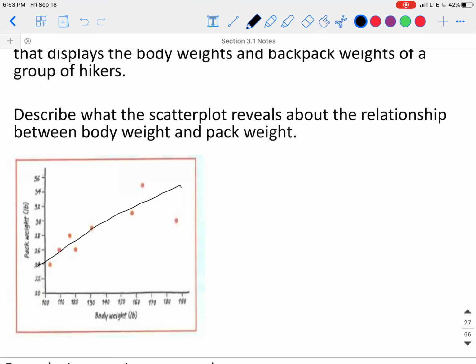We can see one possible outlier in the graph. It's the hiker that has a body weight of 187 pounds and a pack weight of only 30 pounds. He seems to be carrying less relative to his body weight than any other member of his group.